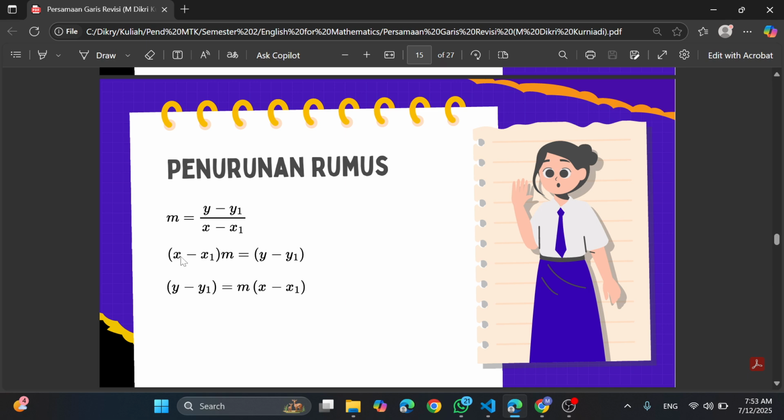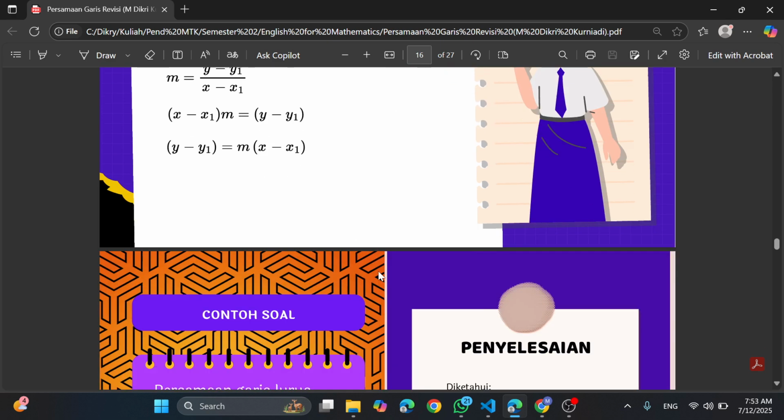Then x minus x1 times m equal to y minus y1. Then y minus y1 equal m times x minus x1.